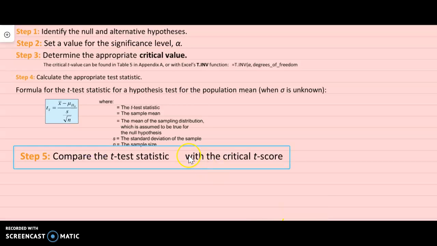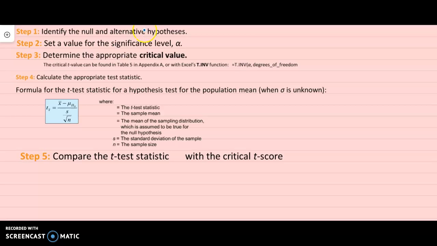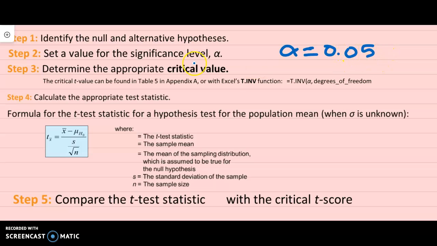So let's look at our steps here. Identify the null and alternative hypothesis, which we were given, so we don't have to do that part. That's been given to us. And the next step is to set a value for the significance level. Well, we know that alpha is equal to 0.05.